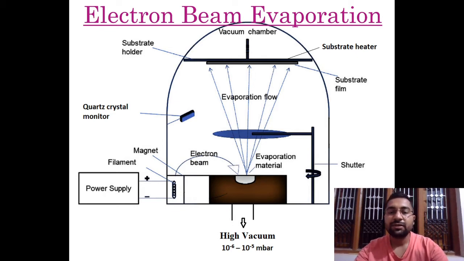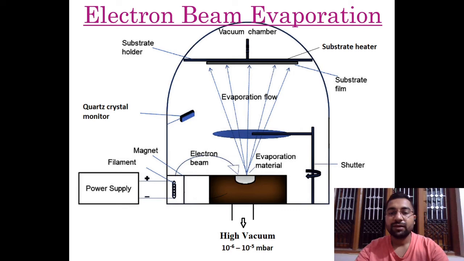The electron beam arrangement is kept inside the vacuum coating unit, and the vacuum coating unit consists of the electron beam arrangement along with a substrate holder, substrate heater, quartz crystal monitor, shutter, magnet, filaments, power supply, and high vacuum arrangement, as shown in the figure. The substrate holder is for keeping the substrate; either glass or molybdenum is generally used. The substrate heater is for heating the substrate.